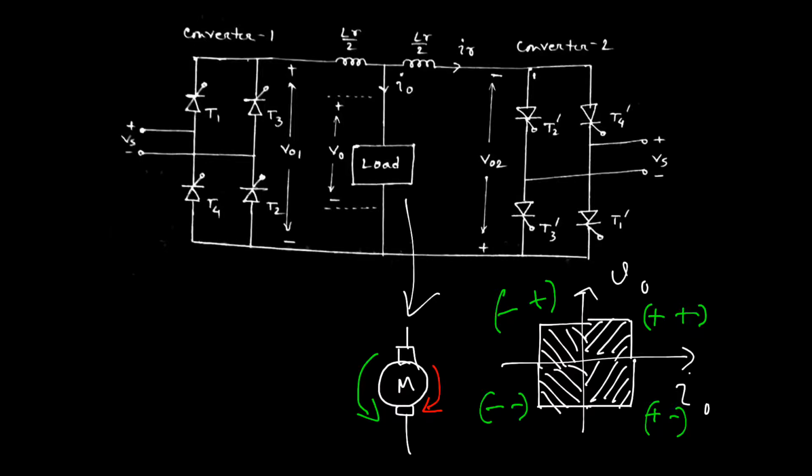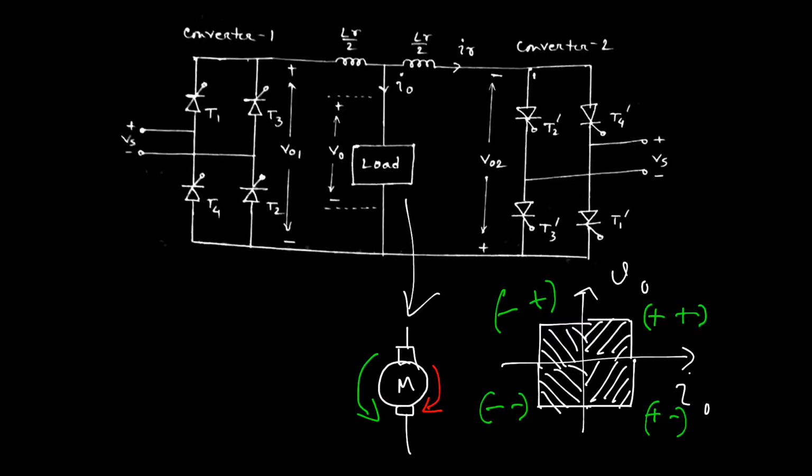Now the question arises: when converter 1 and converter 2 both start working at any instant with proper firing angles, suppose alpha 1 and alpha 2, then obviously the current starts flowing from converter 1 to the load in this direction and from converter 2 in the opposite direction. That means if the voltage across converter 1, VO1, and the voltage across converter 2, VO2, have the same magnitude, the same amount of current flows in the opposite direction across the load. That is why no voltage appears across the load.